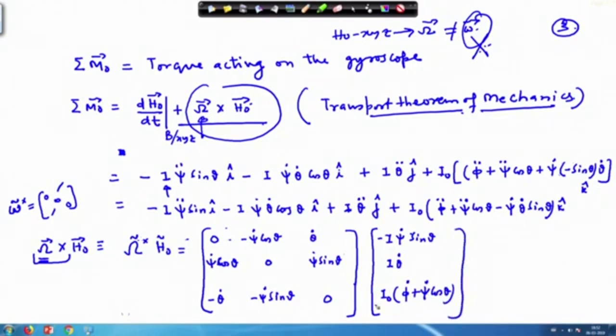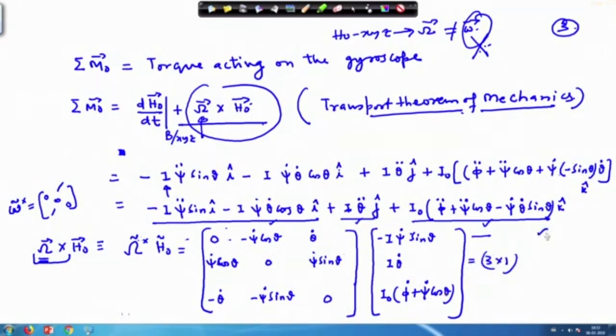Now, do the matrix multiplication. Whatever you get after the matrix multiplication becomes your capital omega times H 0. Here the first part is one part, this is the second part, and this is the third part, meaning the x component, y component and z component. Similarly, in this multiplication, because this is a 3 by 3 matrix and this is a 3 into 1 matrix, ultimately you are going to get a 3 into 1 matrix.